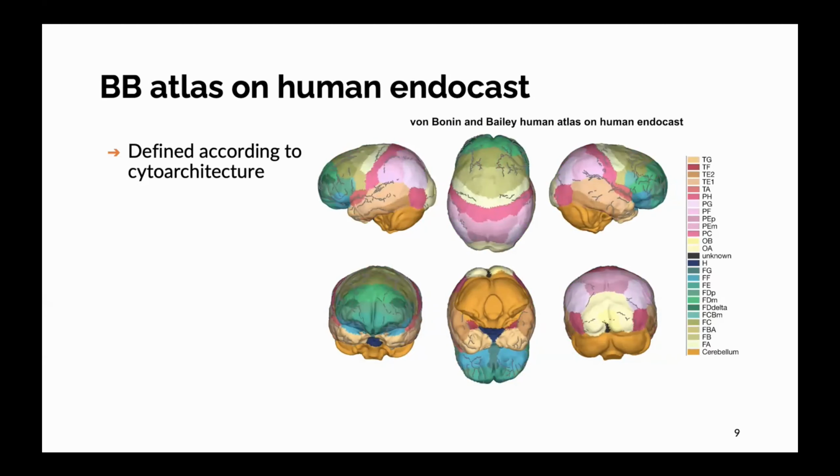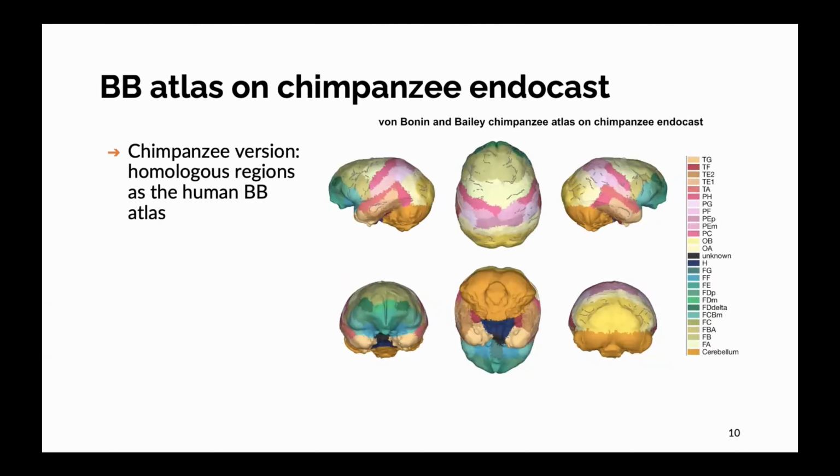And here we mapped another atlas, the Brodmann atlas, on the human endocast. And this atlas was defined according to cytoarchitecture. Therefore, maybe this atlas may provide us the opportunity to study the regional properties of the endocast in terms of the underlying cell structure. And besides the human endocast, we also mapped the chimpanzee atlas to the chimpanzee endocast. Here we mapped the Brodmann chimpanzee atlas on the chimpanzee endocast. And in this atlas, we have regions homologous to the human Brodmann atlas. Therefore, it provides us the opportunity to compare those regional properties between different species.